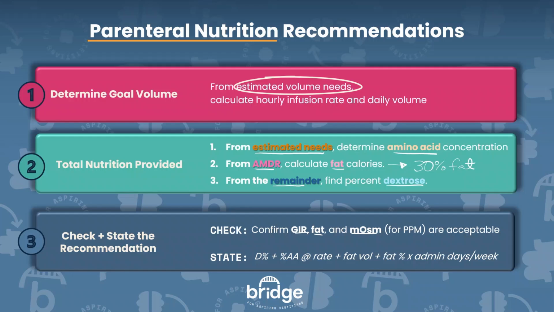And then when we state our parenteral nutrition recommendation, we do dextrose as a percent, amino acid as a percent. If it is a 3-in-1, we would put our lipid as a percent. If it's a piggyback, we would say just what the rate is, and then the fat volume, the fat percent, and how many days we administer the fat separately. And again, this is what you would document or communicate to the team.